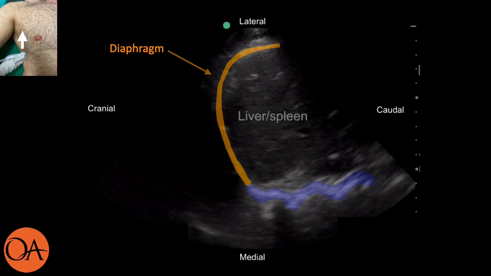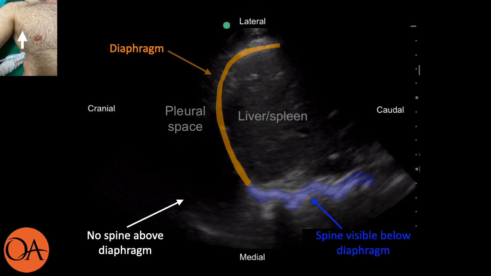This view should be centered on the diaphragm with the pleural space visible cranially and the liver or spleen visible caudally. Notably, in the normal posterior lateral lung view, the lateral edges of the vertebra, emphasized here in blue, should be visible as a string of scallop-like structures caudal to the diaphragm, but not visible cranial to the diaphragm. This is because the liver/spleen are solid organs that are good conductors of ultrasound energy, whereas air-filled lung is not a good conductor of ultrasound energy.